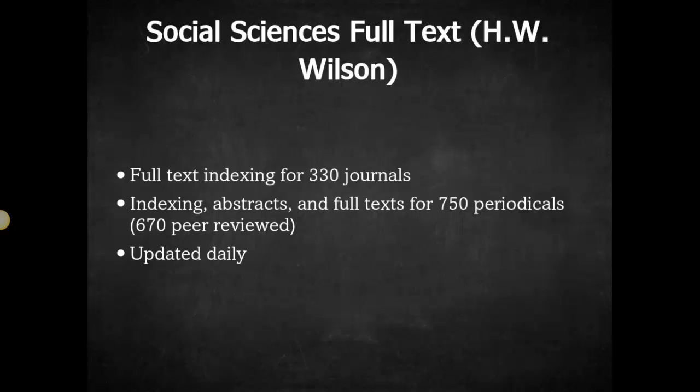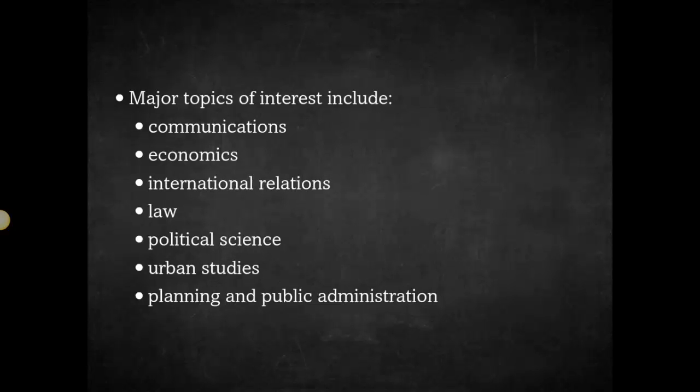The second database we're going to look at is Social Sciences Full Text by H.W. Wilson. This is a full-text database for 330 scholarly journals, and it's also an abstract database for 750 periodicals, 670 of which are peer-reviewed, and many of them have full texts included as well. This database is updated daily.